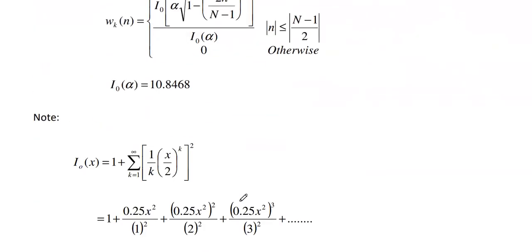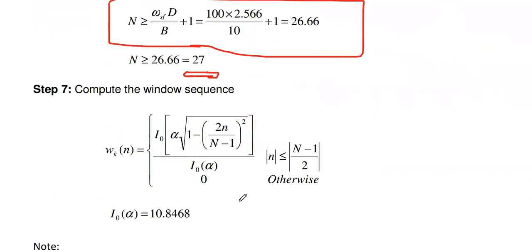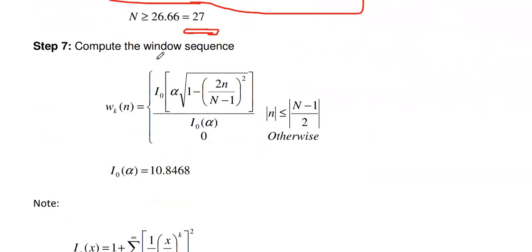Then the next step is, so the desired impulse response is calculated. The next step is we have to compute the windowing sequence. Here we are going to use the Kaiser window. Already you know the formula for Kaiser window. The Wk of n is equal to I naught of alpha into square root of 1 minus (2n by N minus 1) the whole square, divided by I naught of alpha, for modulus of n less than or equal to N minus 1 by 2, 0 otherwise.